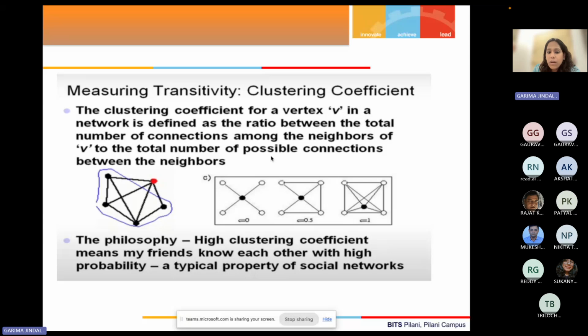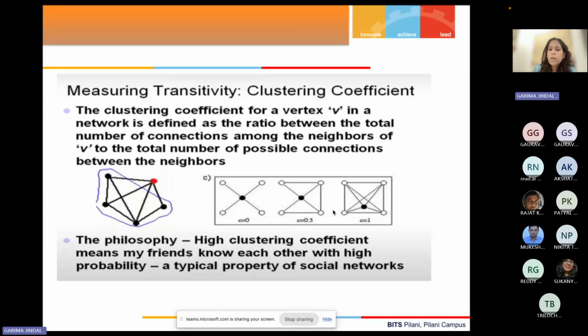Okay, so now we can have these different structures. For example, here you see that for a particular node, all its neighboring nodes are not connected to each other. In this case, the clustering coefficient is 0. On the other hand, we have this particular node that is black in color. All its neighbors are interconnected to each other. So in that case, the clustering coefficient is higher, that is 1.